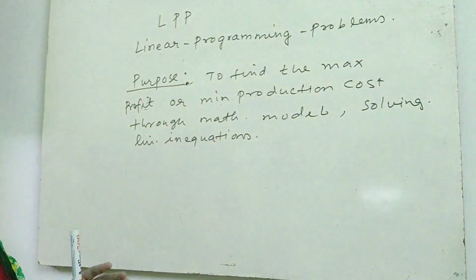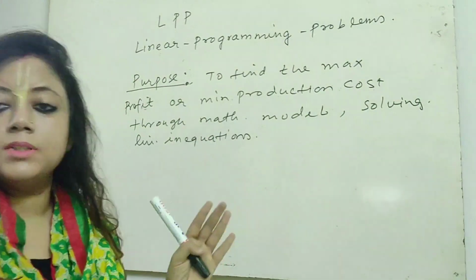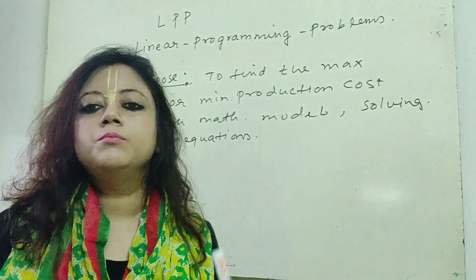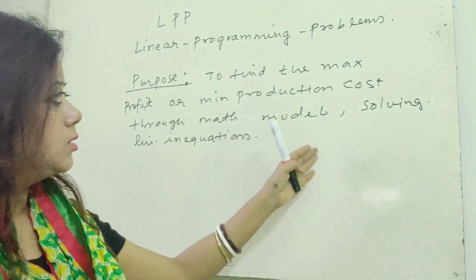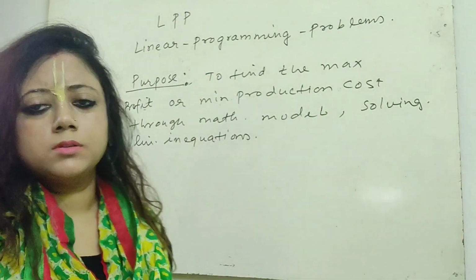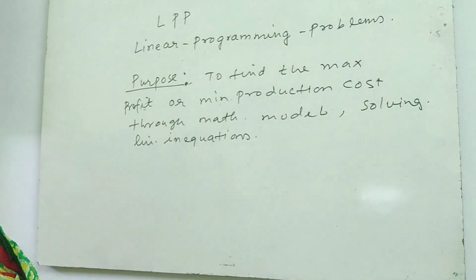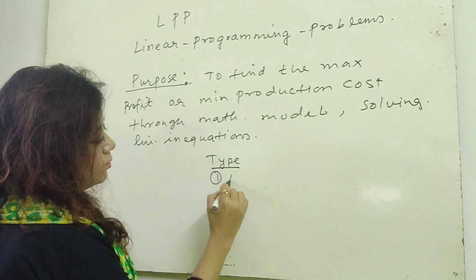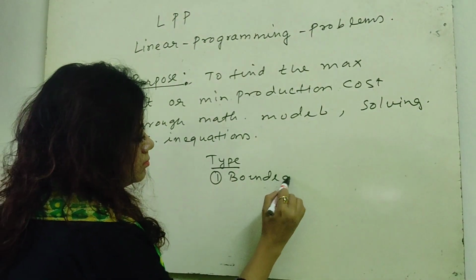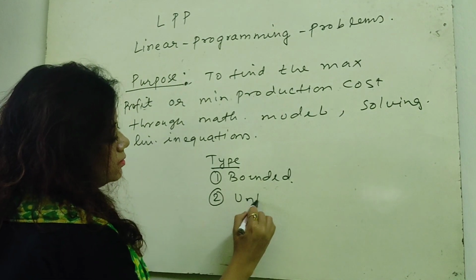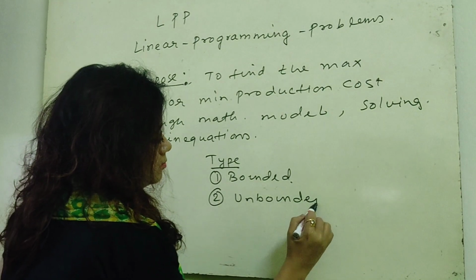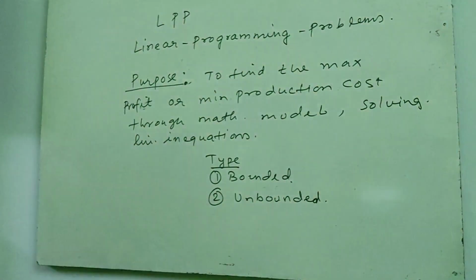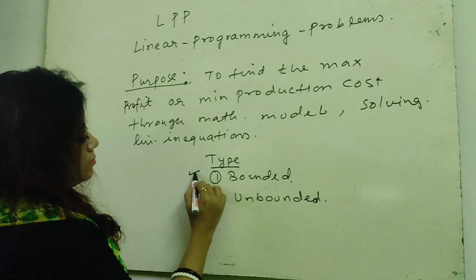Okay, so our purpose is to solve these equations through a mathematical model and to get the minimum production cost or maximum profit. Okay, so there are two types of solutions. One is bounded and the other is unbounded. Okay, so let's start with bounded solutions.